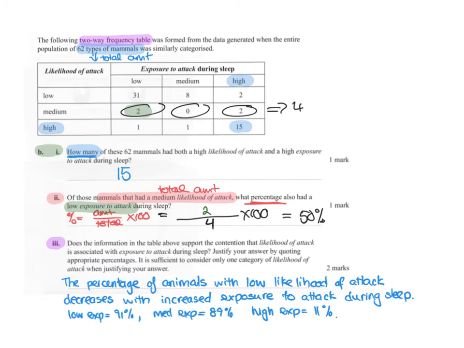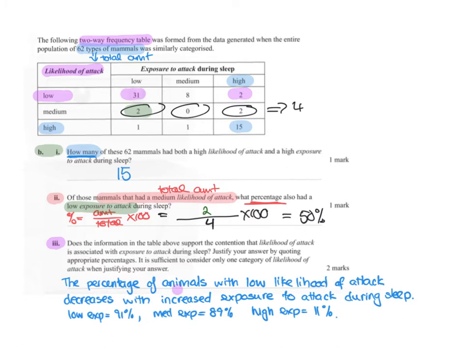So what you want to do is look at one category. So say if I look at low, you want to talk about the same category. If I look at likelihood of attack and I look at the low, there is some association with exposure during sleep. Because if you have low exposure during sleep, the likelihood of attack is low. And compared to high, there's a lot of cases of low. So obviously it does support it because there's a difference there, but you've got to compare the same category.